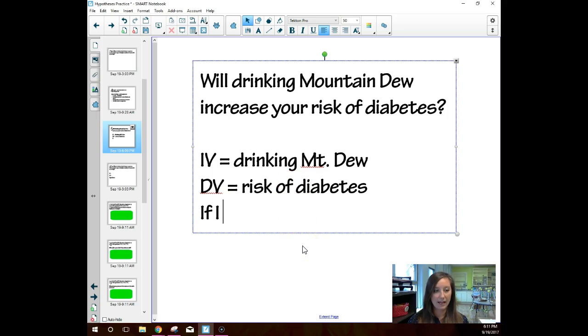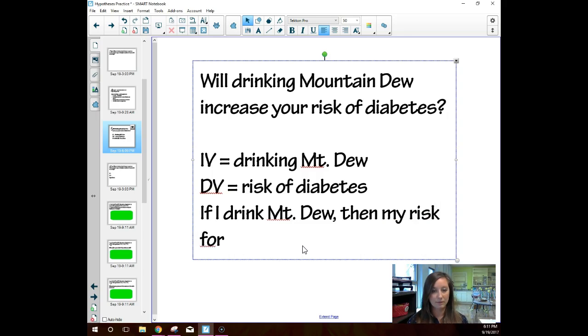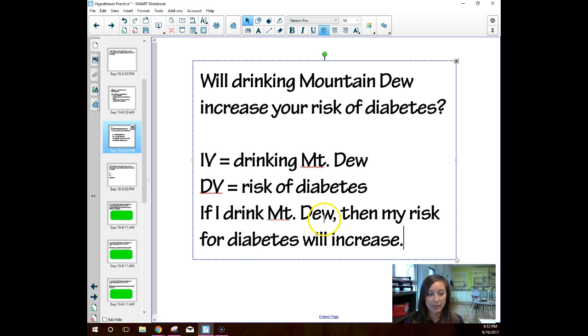So now that I have my if, I'm going to insert my independent variable. So if I drink Mountain Dew, then I'm going to follow it with the second part of the sentence, which is then, and I'm going to follow that up with my dependent variable. Then my risk for diabetes will increase. So I followed a few of those rules there. My independent variable, drinking Mountain Dew, is following my if. My dependent variable, the risk for diabetes, is following the then.